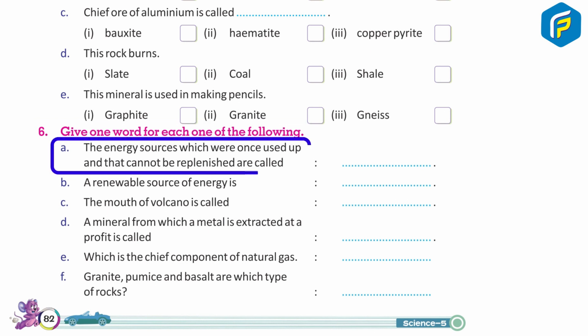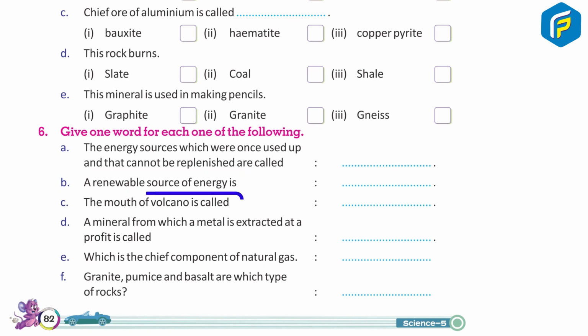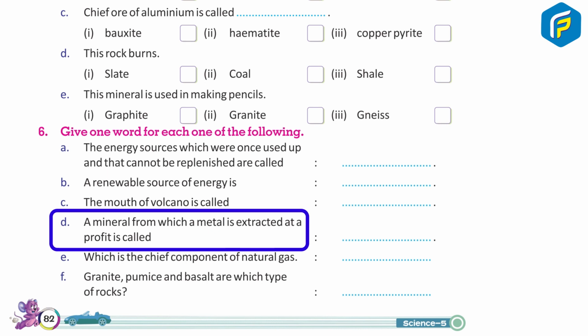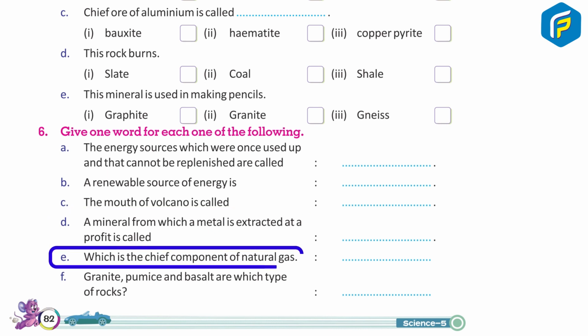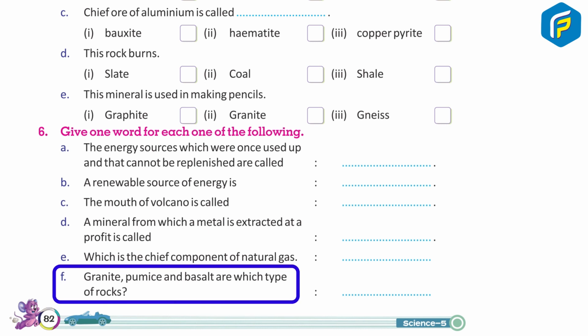6. Give one word for each one of the following. A. The energy sources which were once used up and that cannot be replenished are called. B. A renewable source of energy is. C. The mouth of volcano is called. D. A mineral from which a metal is extracted at a profit is called. E. Which is a chief component of natural gas. F. Granite, pumice and basalt are which type of rocks?